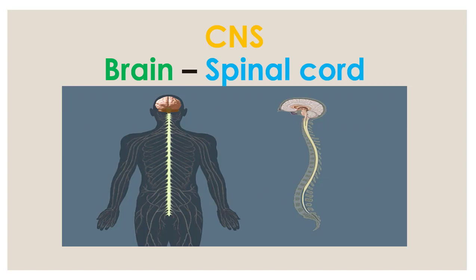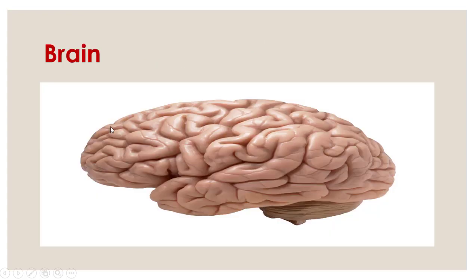The central nervous system is divided into the brain and the spinal cord, and this picture shows us the position of the brain and the spinal cord, which connects with the brain from the posterior side. First, we will talk about the brain. It's the largest part of the central nervous system, and its weight is about 1.5 kilograms in an adult.